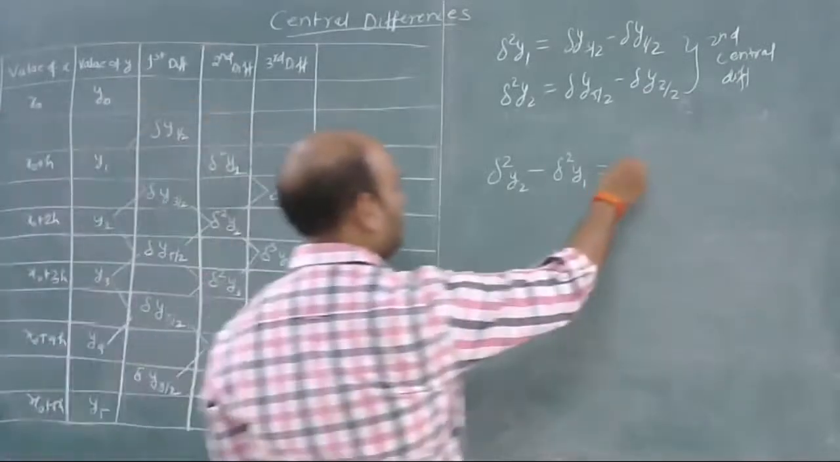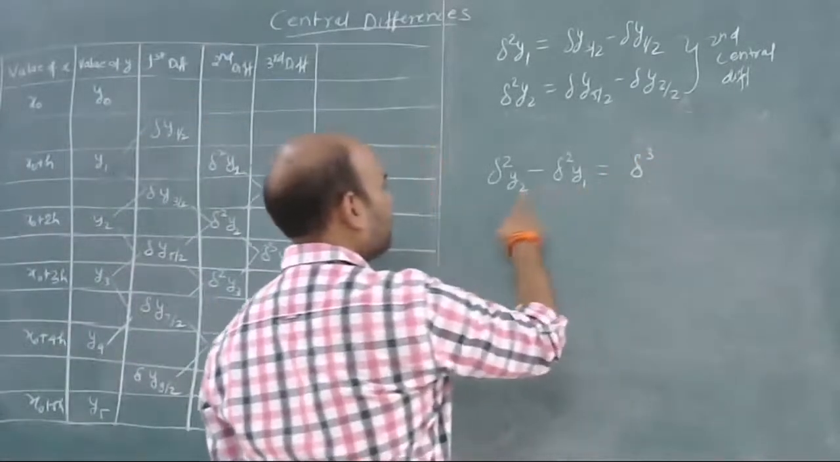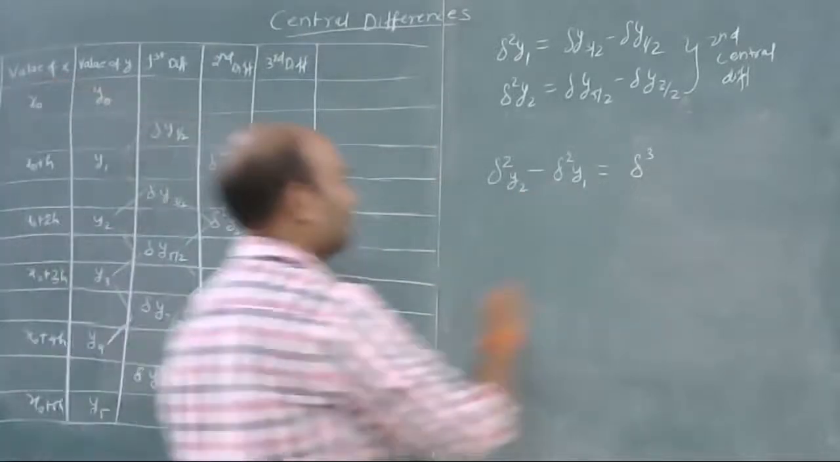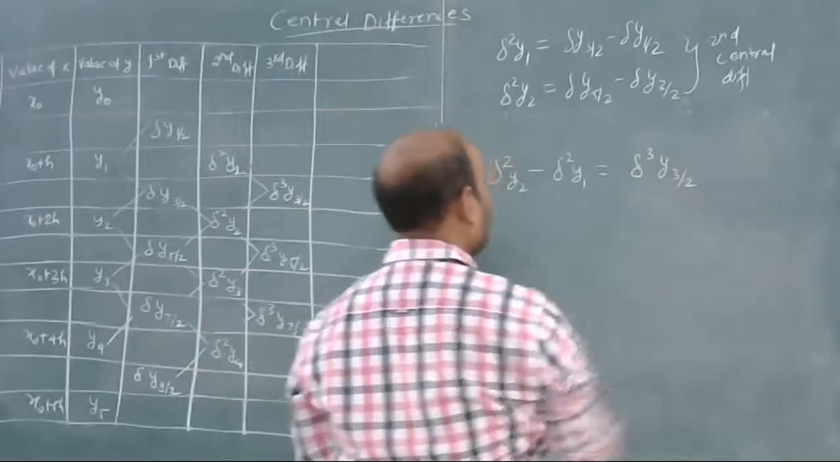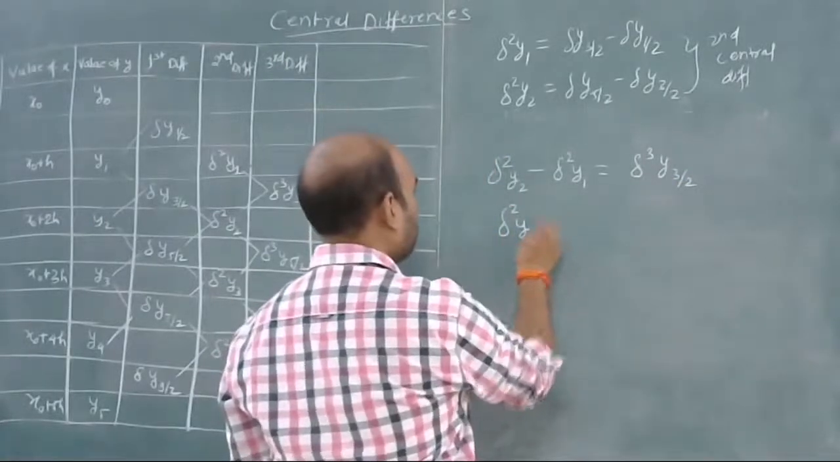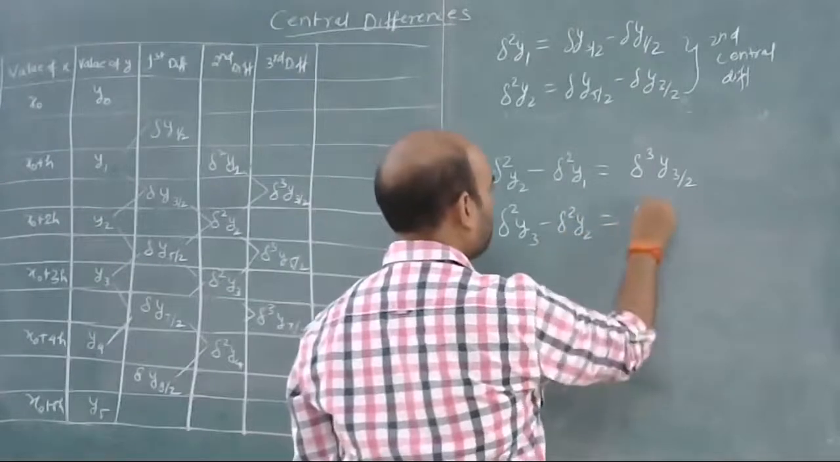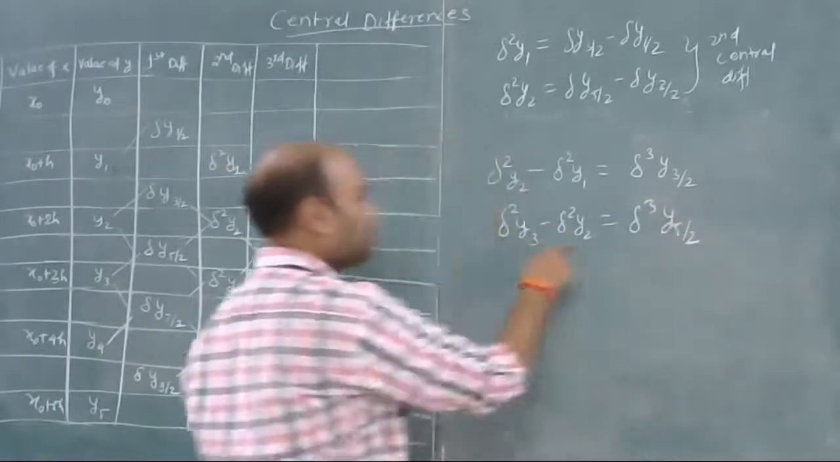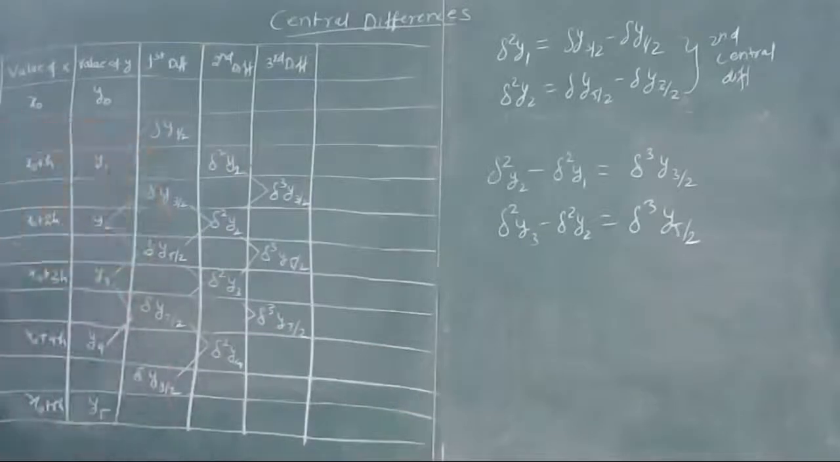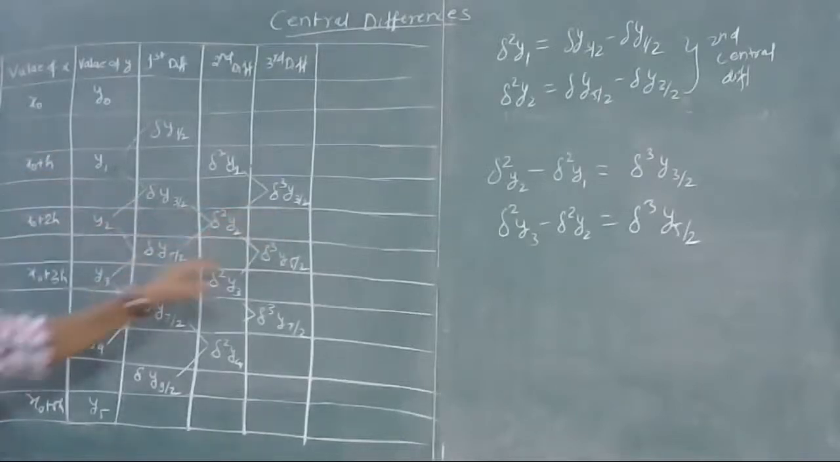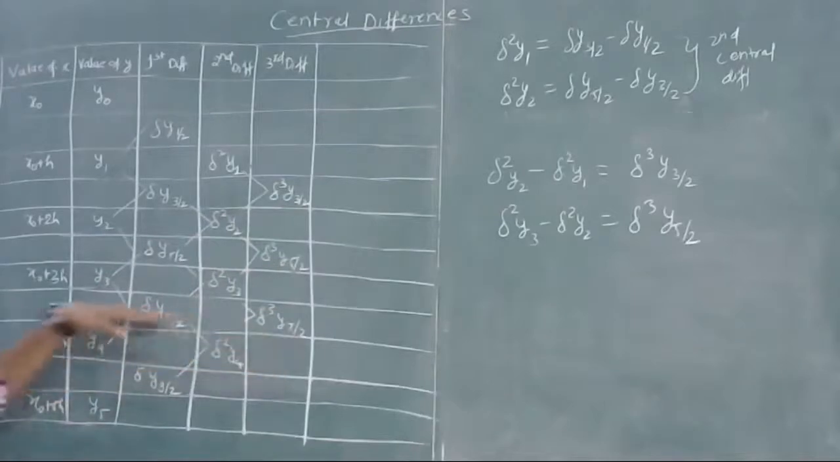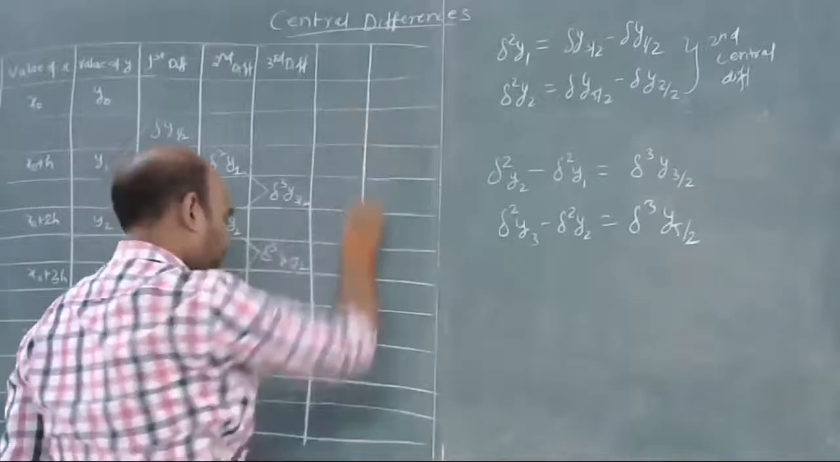The subscript is obtained as 2 plus 1 divided by 2, which gives 3 by 2. Del square y3 minus del square y2 equals del cube y5 by 2, that is 3 plus 2 divided by 2, which is 5 by 2. You can get it like this. One thing we can observe is that along this row the subscripts 3 by 2, 5 by 2 and 7 by 2 are the same, and the entries are y4, y3 and y2. Now the fourth difference.